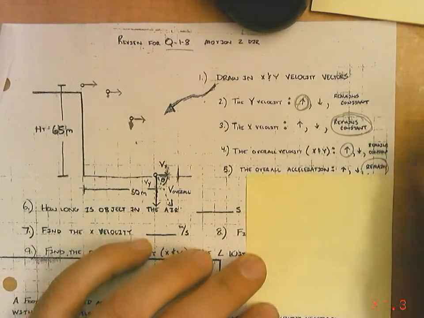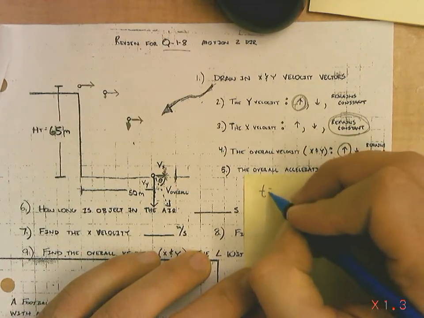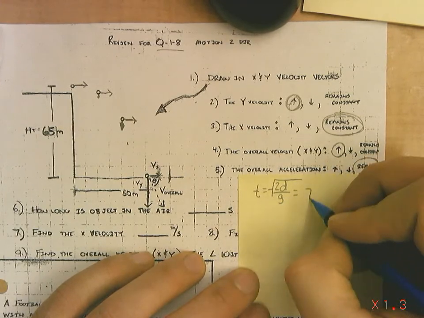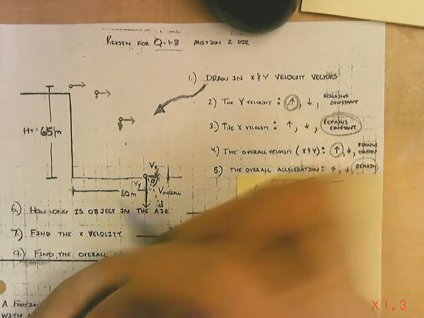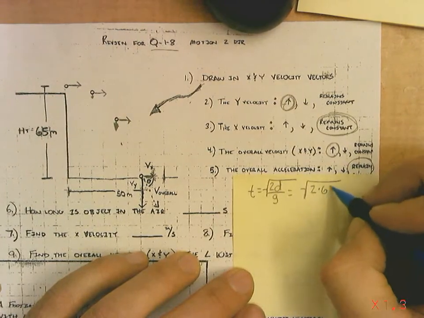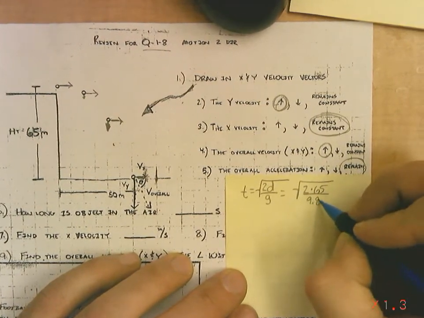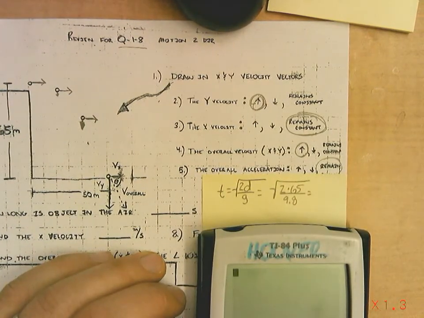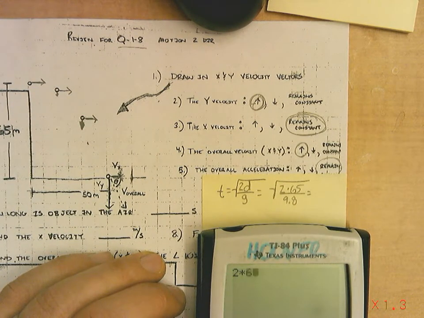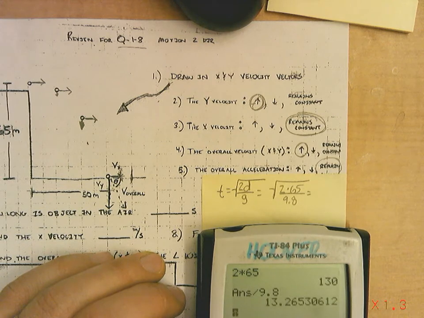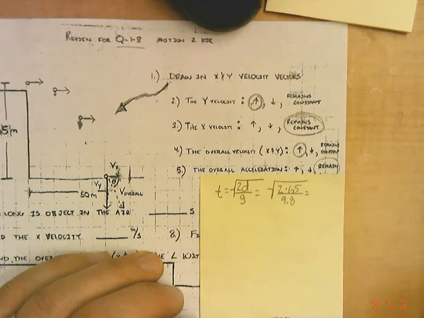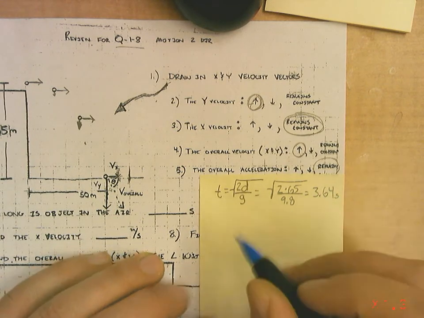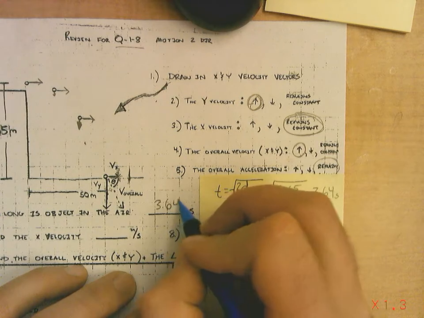So if we want to solve for that, we want to use this equation, square root of 2d divided by g. So we'll say 2 times, make sure you grab the Y, 65, divided by 9.8, and we square root everything. So we plug that in our calculator. We get 2 times 65 divided by 9.8, and we square root that, and we get a total time of 3.64 seconds. So that's our first blank here, 3.64.